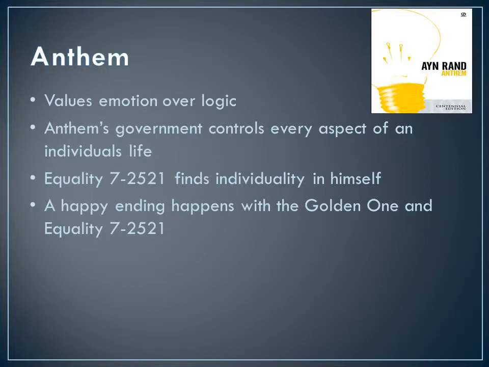My last example is Romanticism in Anthem. Ayn Rand uses emotion over logic when Equality 72521 has feelings for the Golden One. Anthem's government controls every aspect of each individual's life, which they believe is a perfect world. Equality 72521 experiences individualism when he discovers the word I. As Romanticism has happy endings, so does Anthem. The Golden One is named Gaia, and Equality 72521 is named Prometheus, and they are happy with what they have discovered.